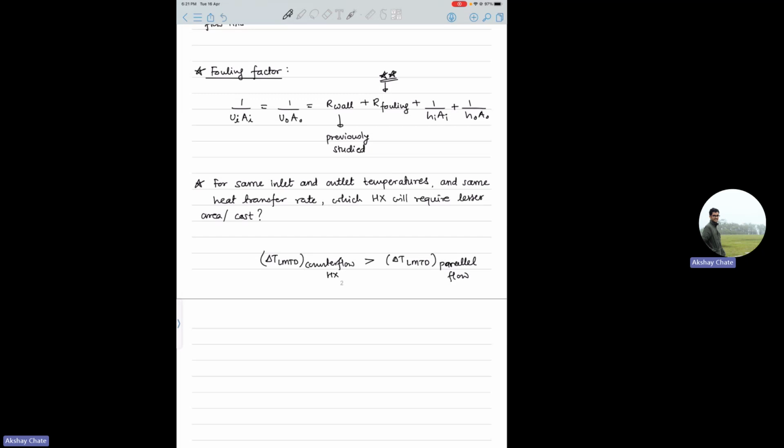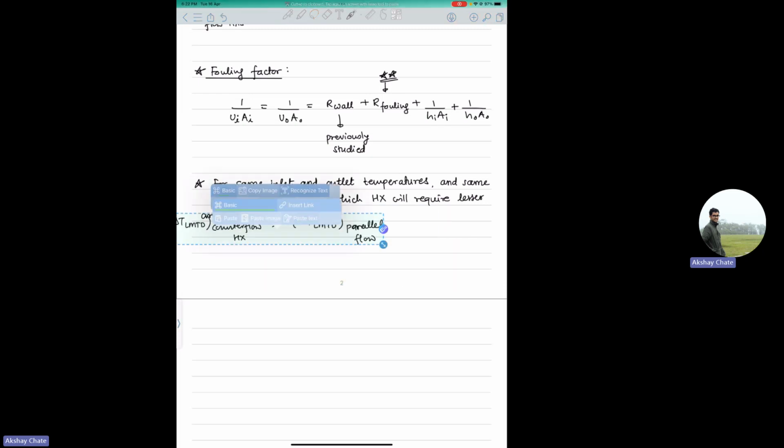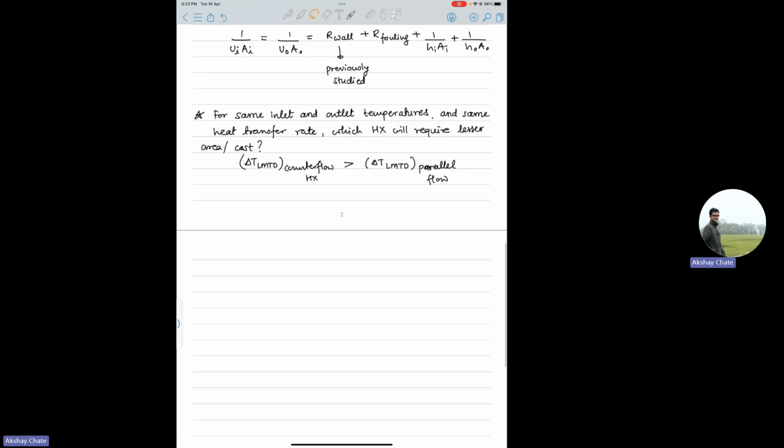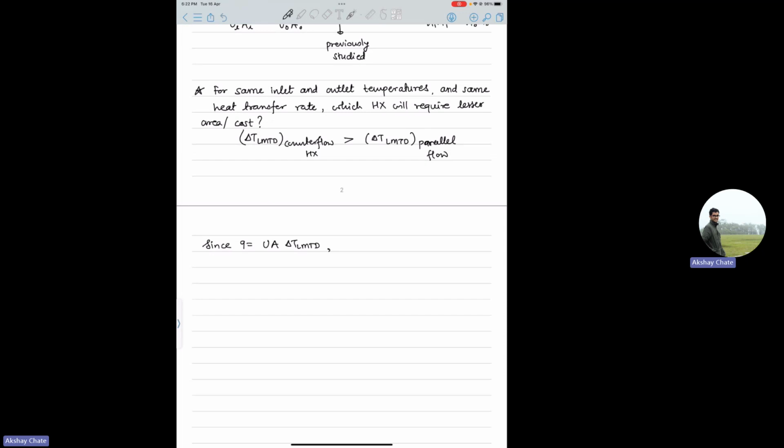So typically your LMTD for a counterflow heat exchanger is higher than your parallel flow. And since Q is nothing but U A delta T LMTD, and we are keeping Q constant, and U also constant, in that case the area required for a counterflow heat exchanger is lesser than the area required for a parallel flow heat exchanger.